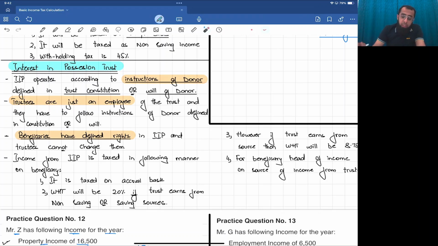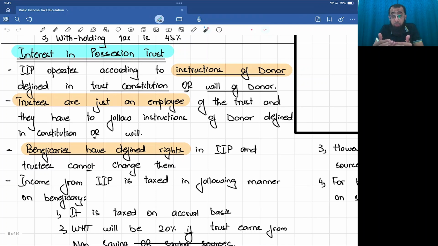See, when we talk about this interest in possession trust, it's a bit different type of trust as compared to discretionary trust, but it is a very logical one. The objective of creating interest in possession trust is not tax planning. It's a real trust which we are creating due to our need. Discretionary trust was for tax planning. We adjust the beneficiaries, do income tax planning. Interest in possession trust is not like that.